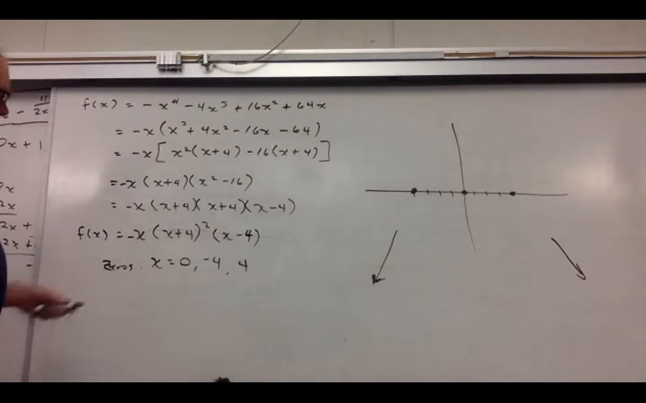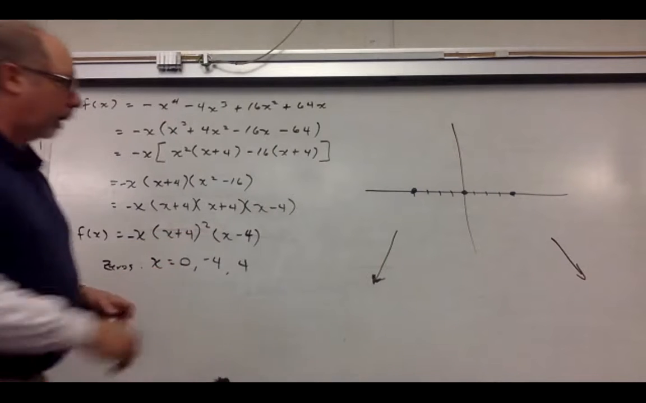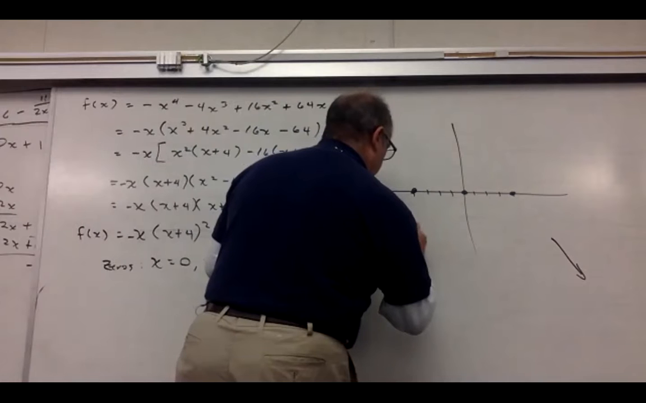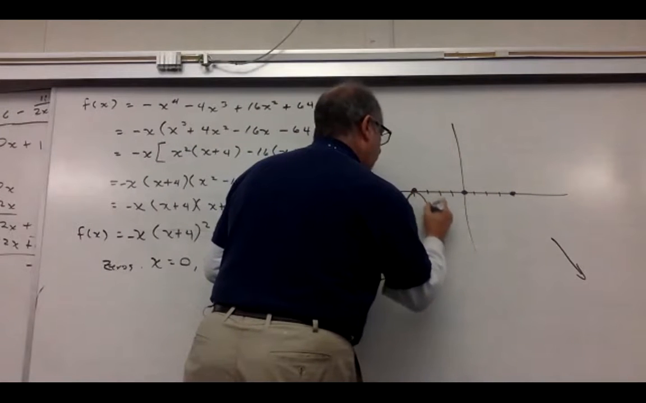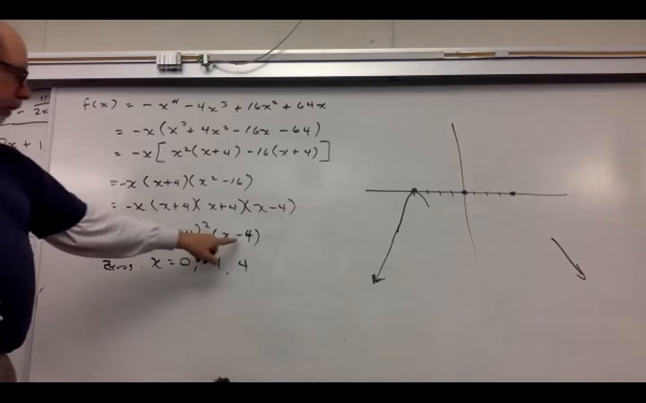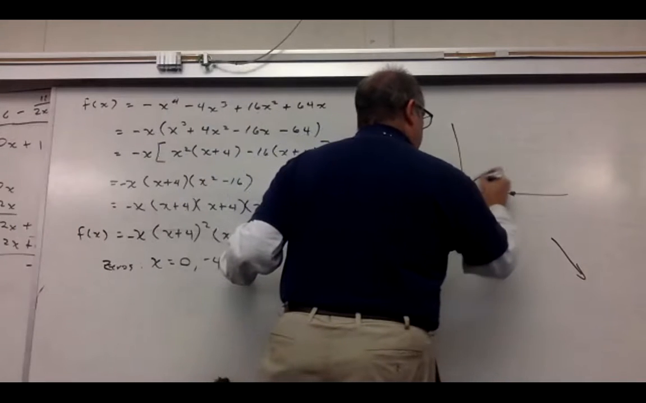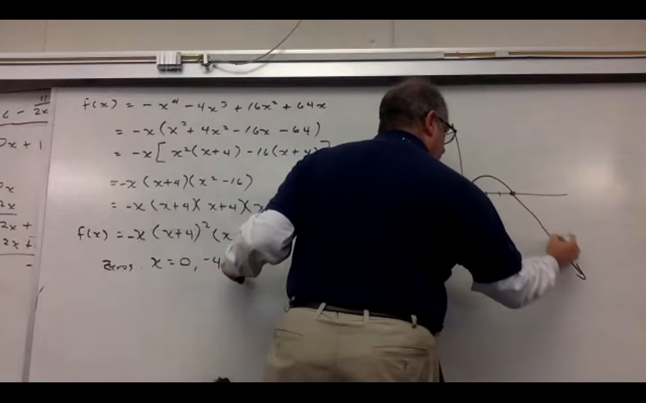Okay, now I look at what it's going to do at the zeros, the multiplicity. It's going to be tangent at negative 4. It's going to go through at 0 because it has a multiplicity of 1, and it's going to go through 4 because it has a multiplicity of 1. So that means it's going to do this. Okay.